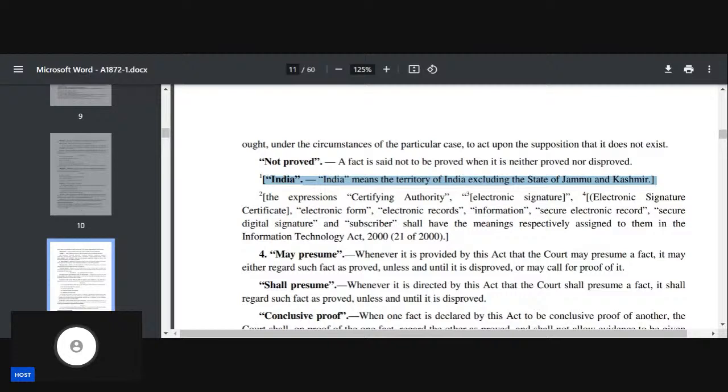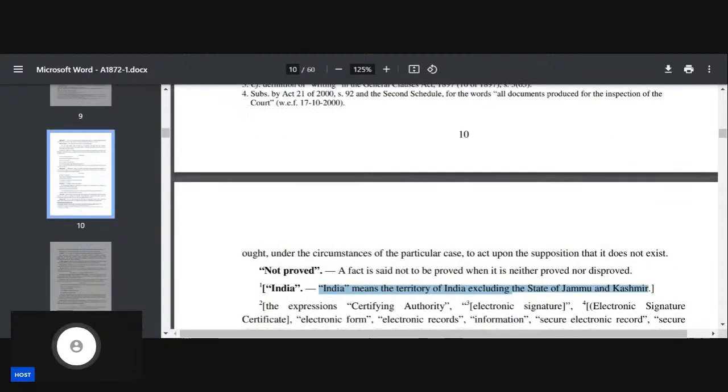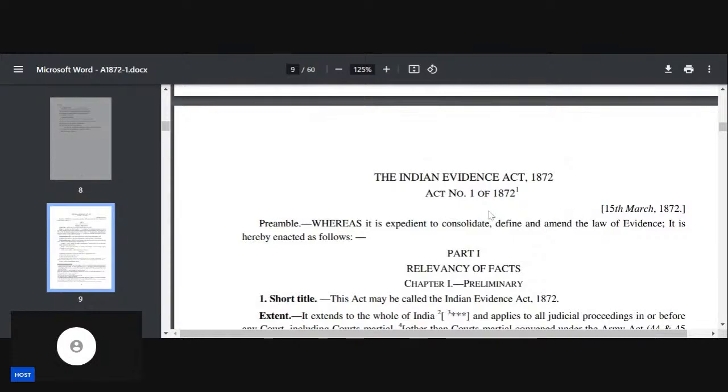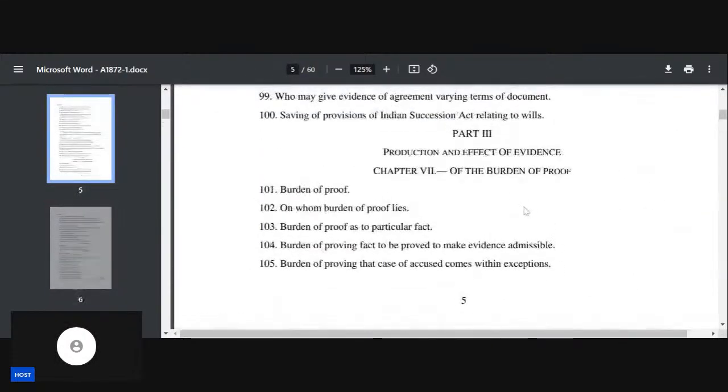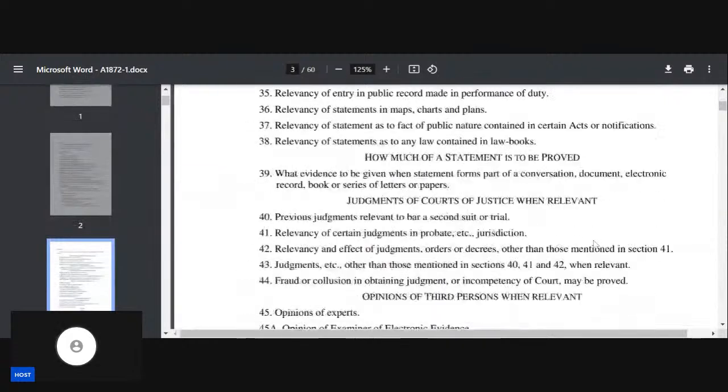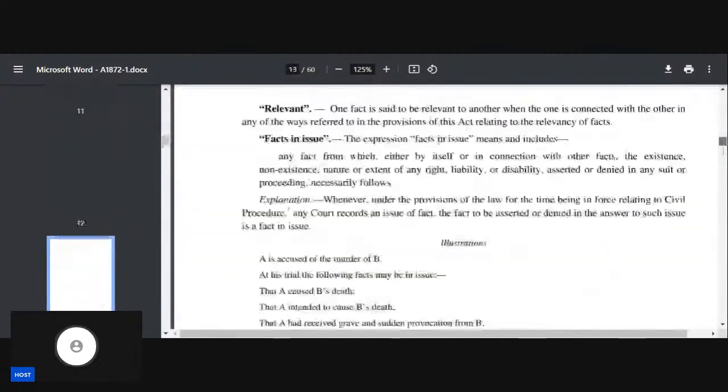Yes. No answer? Anyone who can tell me about this section? Earlier J and K was excluded, now included. Yash has said. Right, Yash, correct. But then why is it written here India means territory of India excluding state of J and K when the thing is already updated here, right? It's already an updated act, and it was last updated on 13th March 2020. Then why is India still saying excluding J and K?